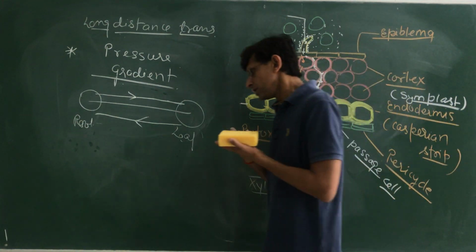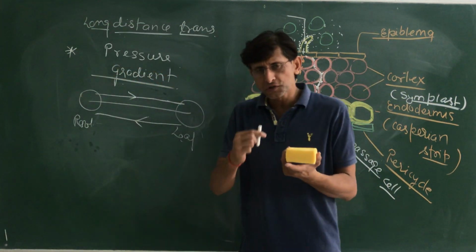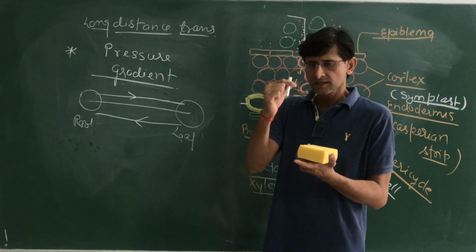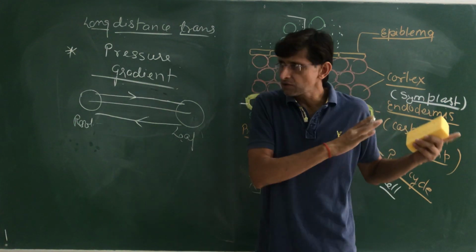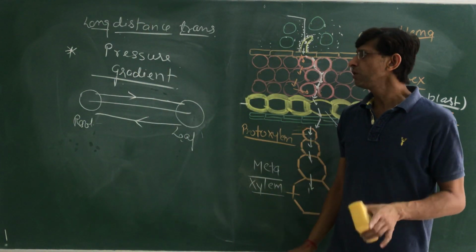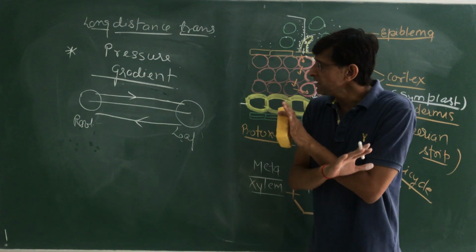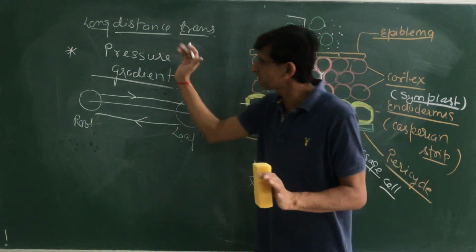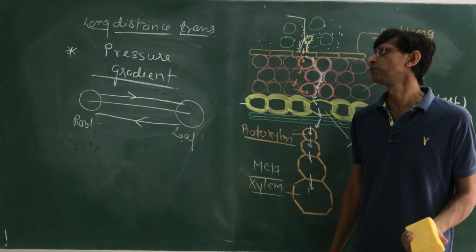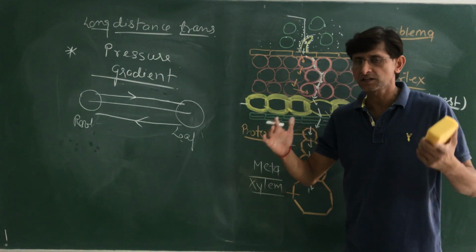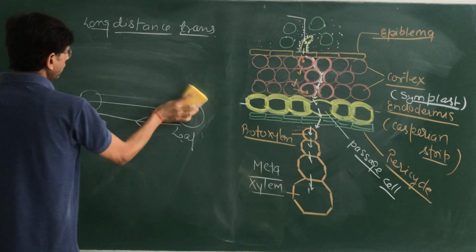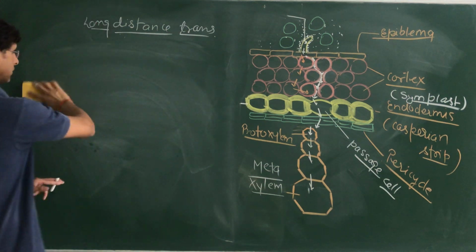As we suck juice from a straw, it comes under negative pressure gradient. And as a pumping motor pushes water up to a very great height, this comes under positive pressure gradient. So any kind of pressure gradient can help in long distance transport. It can be positive or negative. But for long distance transport, there should definitely be a huge pressure gradient. Okay. So this is the process which helps in long distance transport.